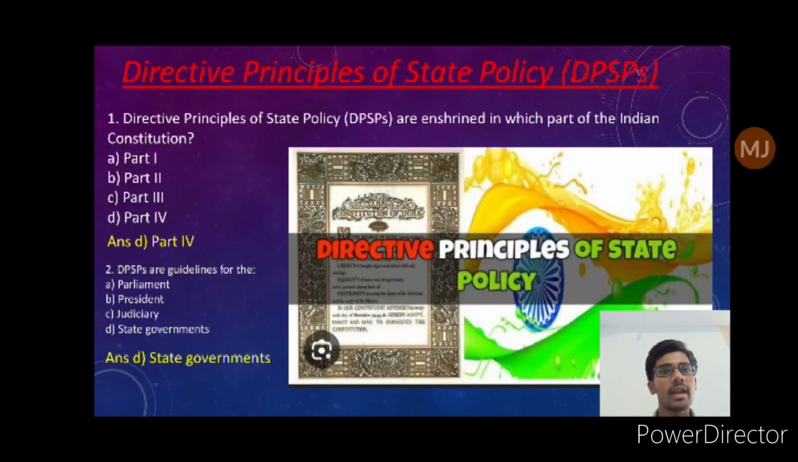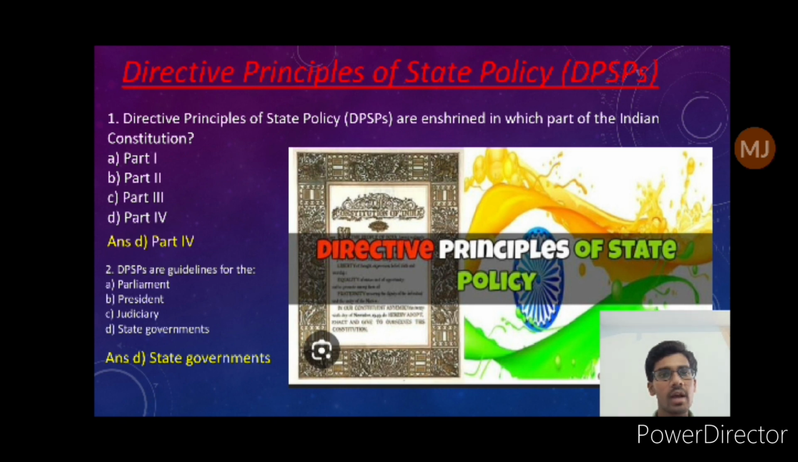Third topic is directive principles of state policy. First question, directive principles of state policy are ensured in which part of the Indian Constitution? Option A, Part 1. Option B, Part 2. Option C, Part 3. Option D, Part 4. Answer is option D, Part 4.